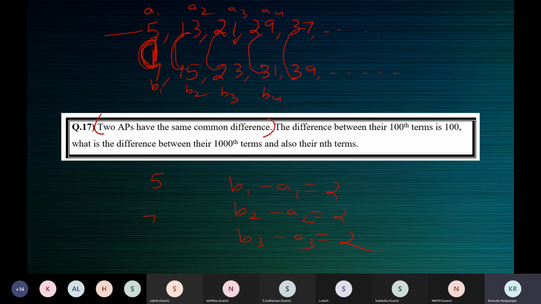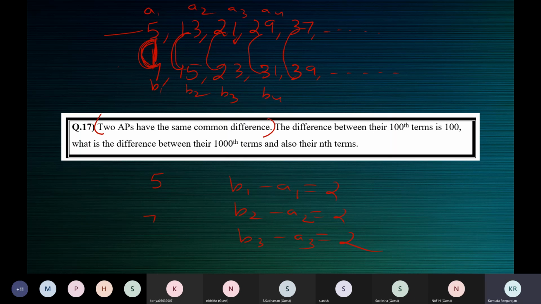In our example, what will be the difference between their 100th terms? 2. What will be the difference between their 1000th terms? 2. The difference will be 2 everywhere. Now if the difference between their 100th terms is 100, what is the difference between their 1000th terms? That also will be 100. The difference is a constant.